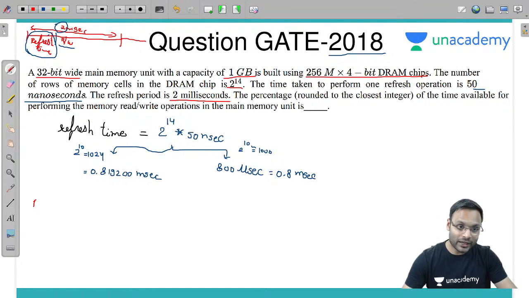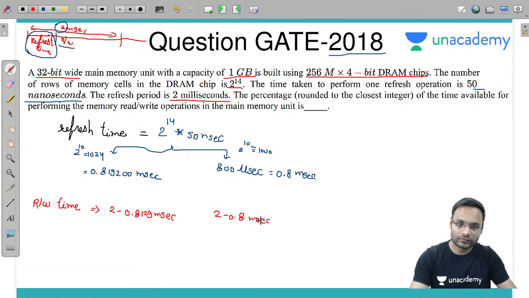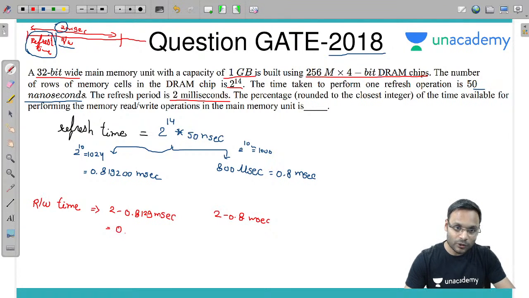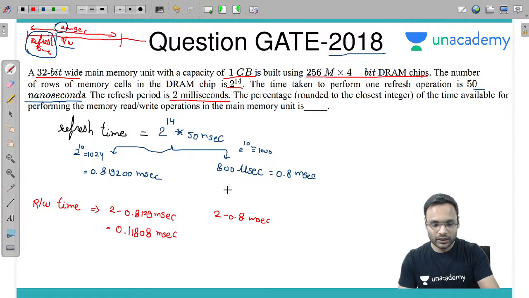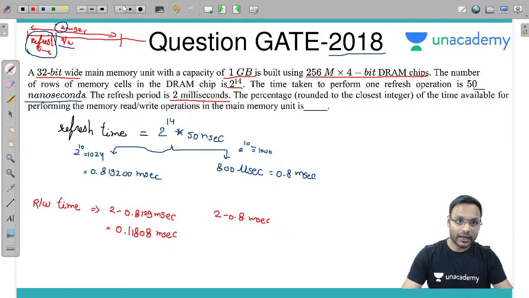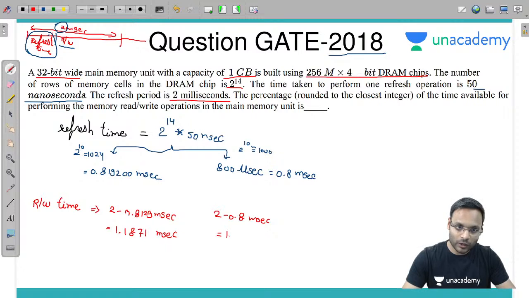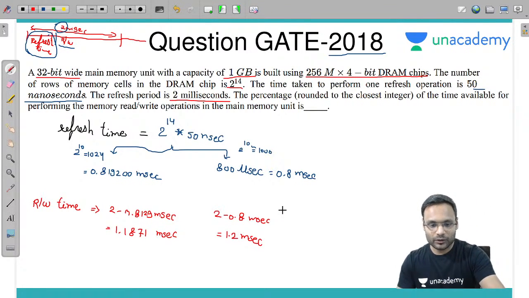If this is the refresh time, can you calculate the remaining read-write time? Read-write time remaining will be 2 milliseconds minus 0.8192 milliseconds, and here it will be 2 minus 0.8 millisecond. So here it will be, sorry, my bad, it should be 1.1871, and here it should be 1.2 millisecond. Okay, so a little bit of calculation here and there, and now fine.